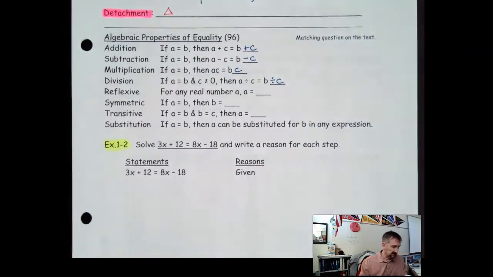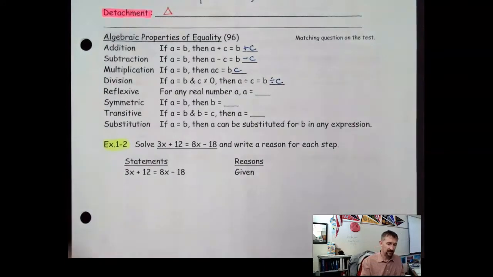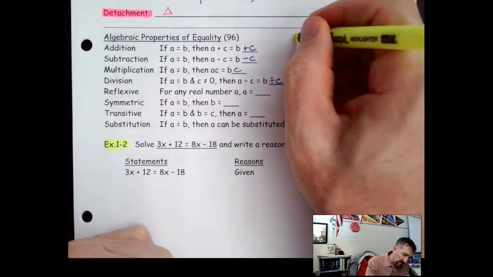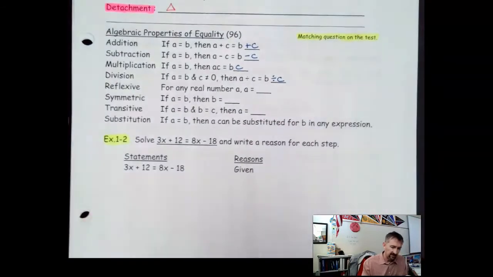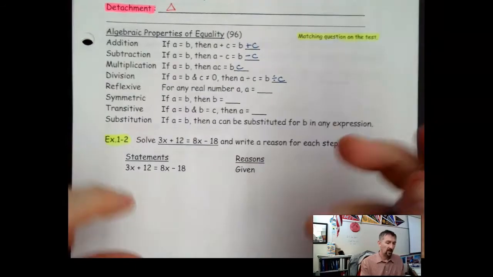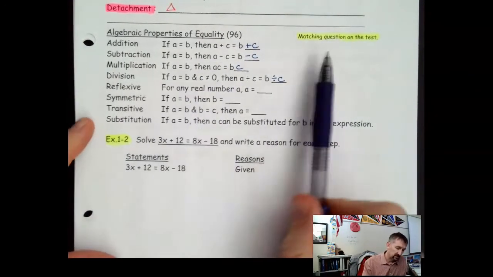Usually on the test, this is a matching question. Although actually, there's also kind of a fill in the statement. But there is one type of question on this that is normally matching.